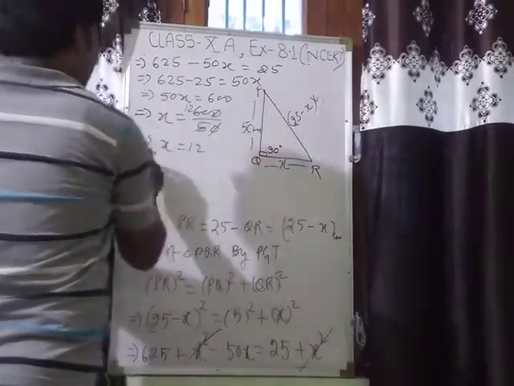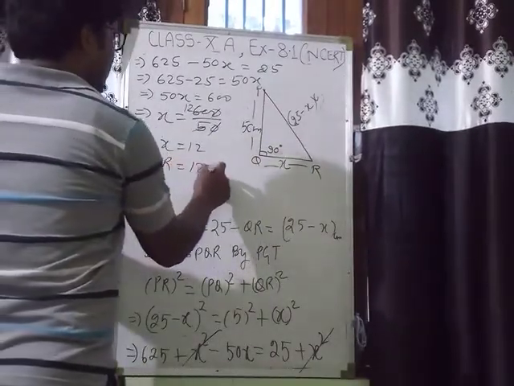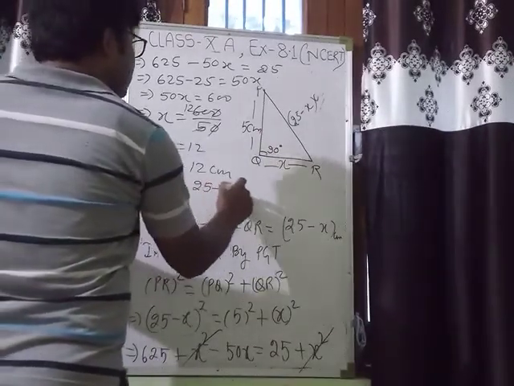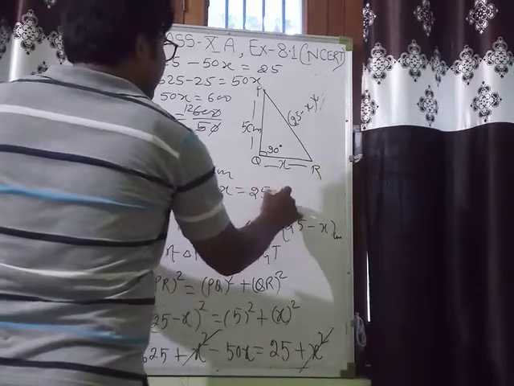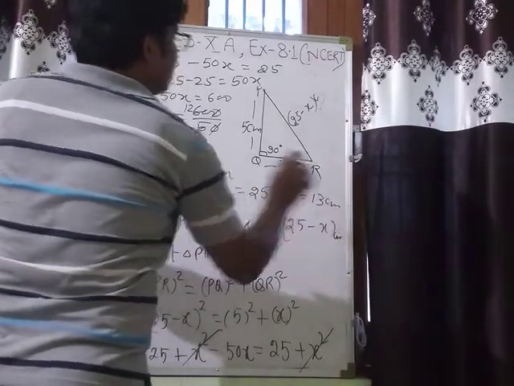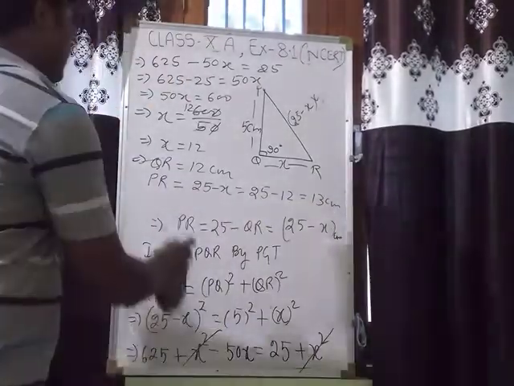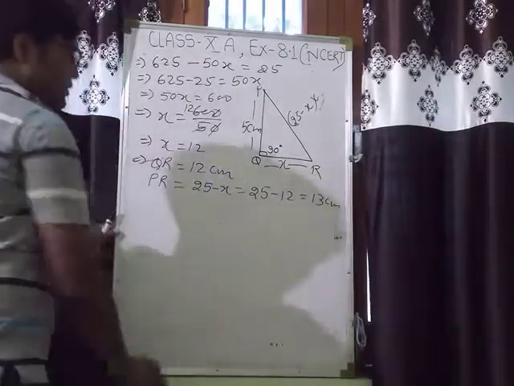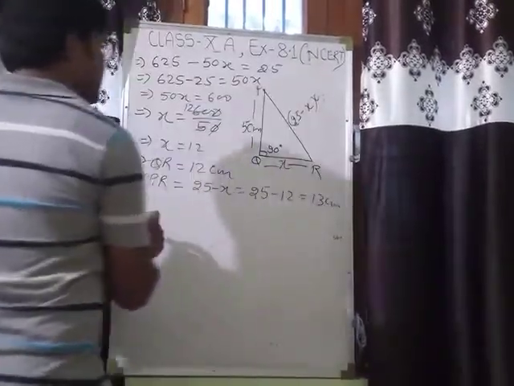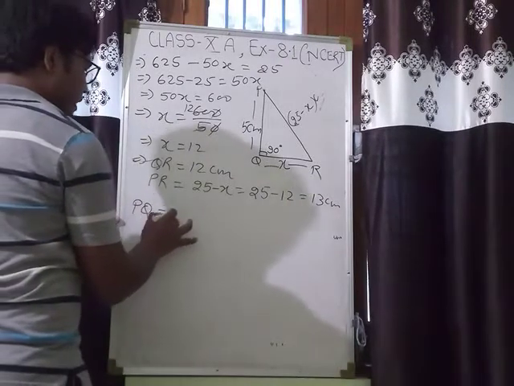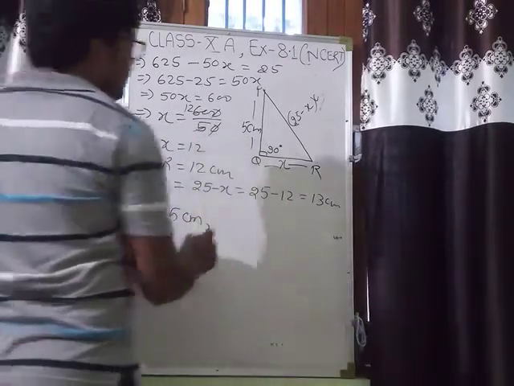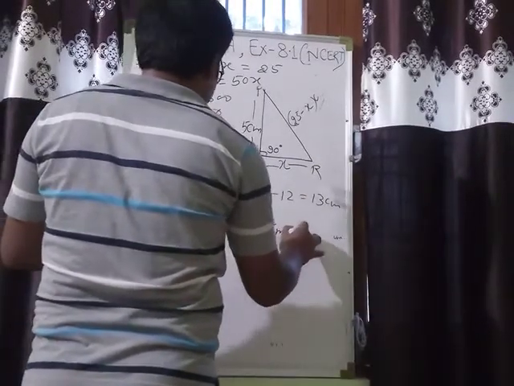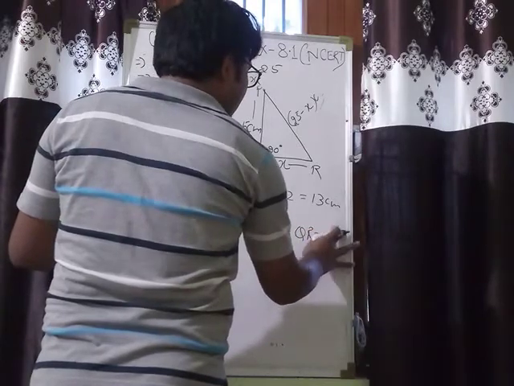Clearly this QR is 12 centimeters and this PR is 25 minus x. This means 25 minus 12, that is 13 centimeters. Now we have all three sides, the length of all three sides of this triangle. See, the length of PQ is 5 centimeters, it is given in the question. The length of PR is 13 centimeters and the length of QR is 12 centimeters.